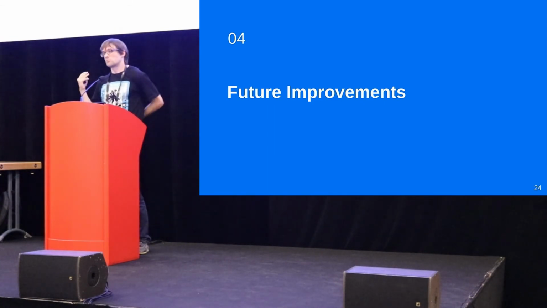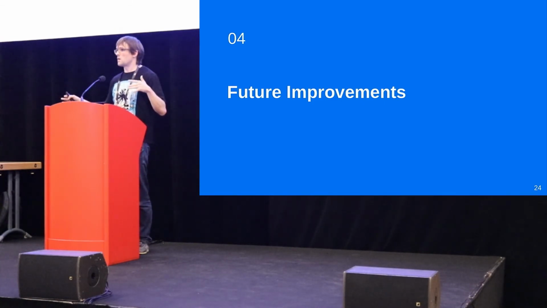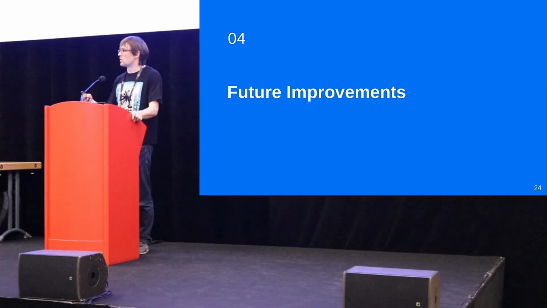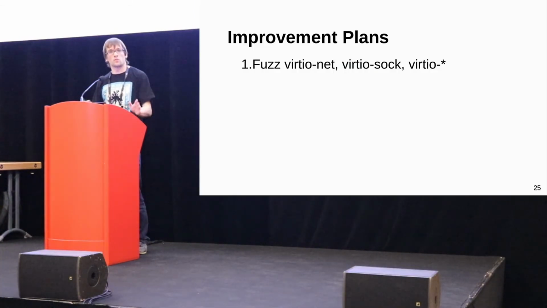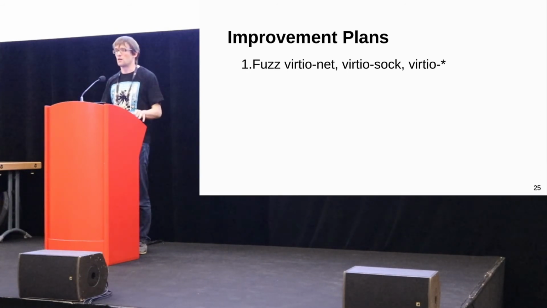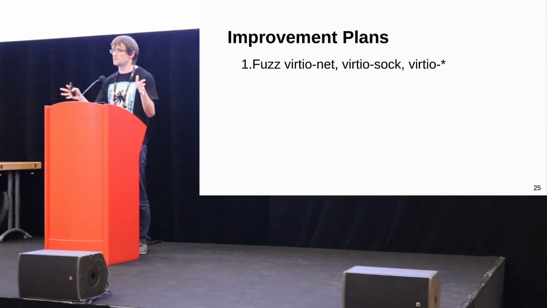The fuzzing scheme I've just described is running right now on our host, so we're trying to find new issues, but we want to improve it. First of all, we want to increase the number of devices we are fuzzing. For now, it's only the virtio-blk device, but we also want to fuzz the virtio-net device, virtio-vsock device, and so on.